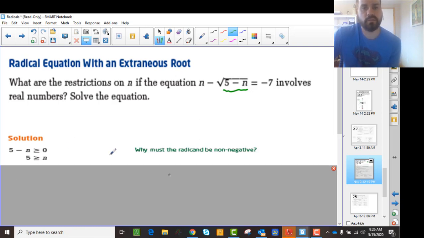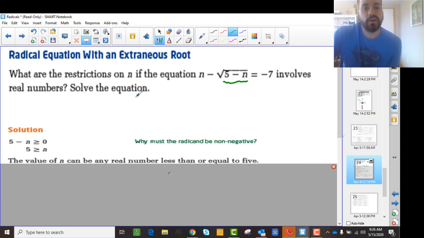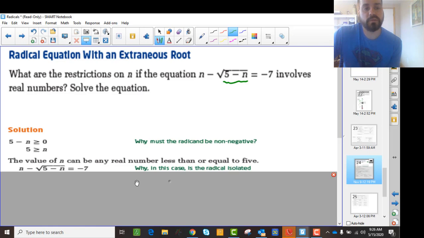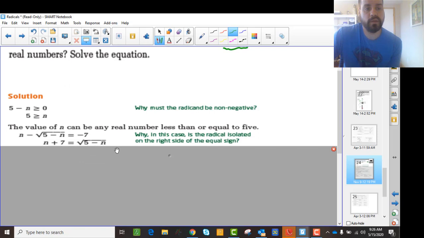We can't take the square root of a negative number because anything squared is positive, whether it's a positive or a negative number. So n has to be less than or equal to 5. Then it says solve the equation. The first thing we're going to do is get the radical isolated. So we're going to bring the n plus 7. You notice we switched it. I brought the 7 this way and the minus that way to make it positive. So the radical is isolated on the right side. The reason we're doing that is because we want the radical to be positive, and it's negative here.